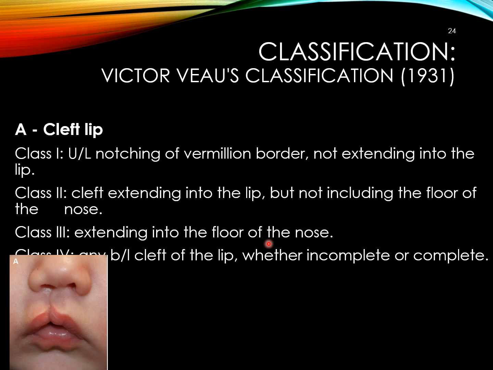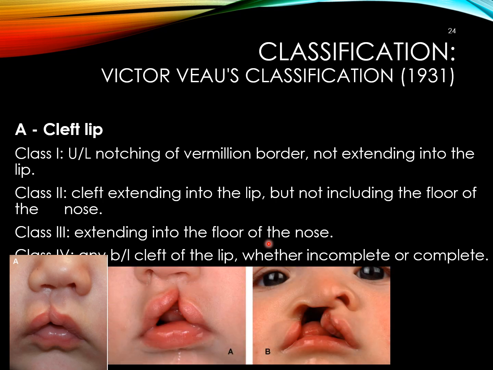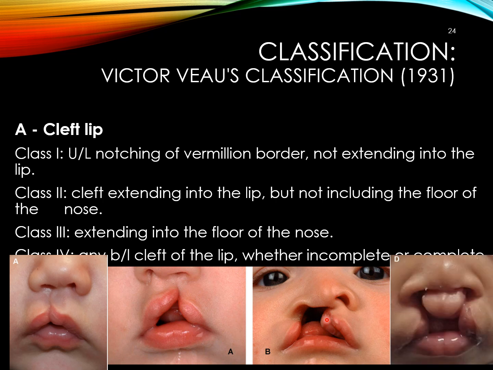Class 1, unilateral, notching of the vermilion border, not extending into the lip. Class 2, cleft extending into the lip but not including the floor of the nose. Class 3, extending into the floor of the nose, and class 4, any bilateral cleft of the lip, whether incomplete or complete.